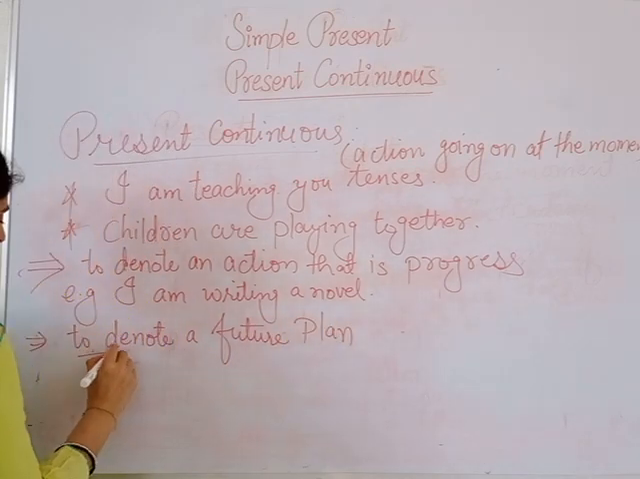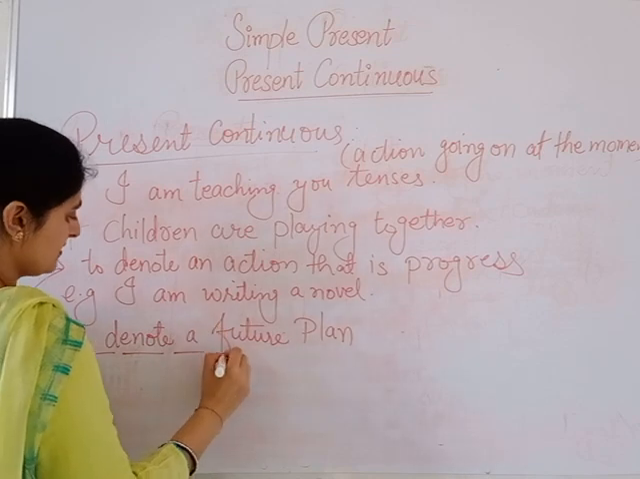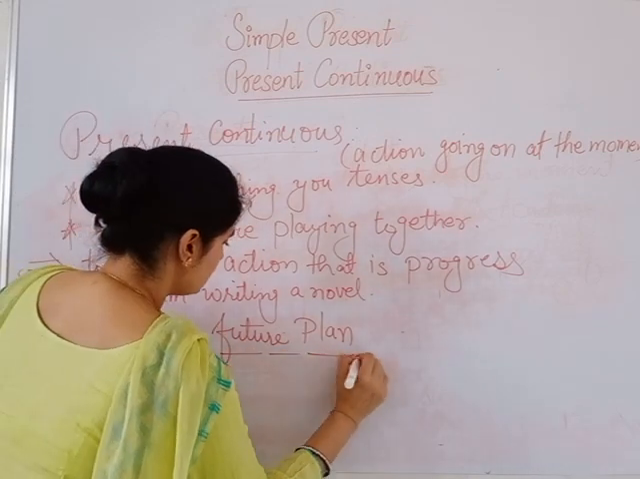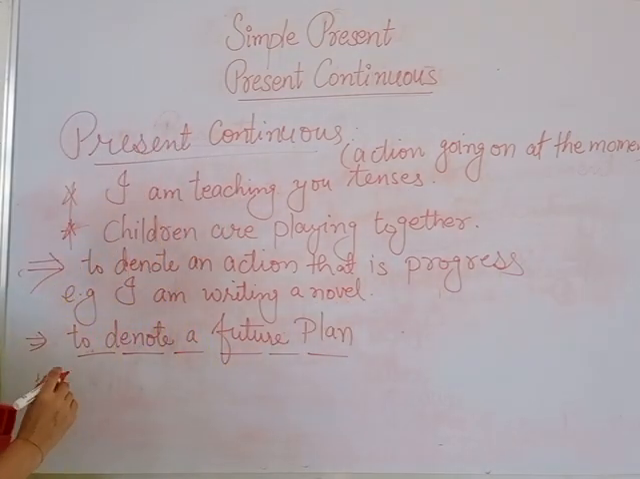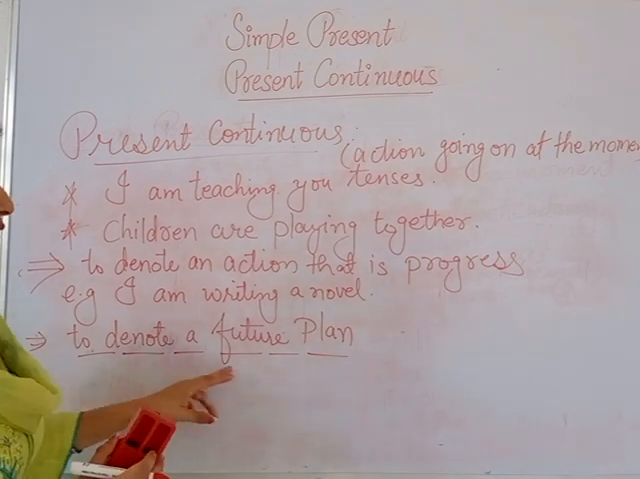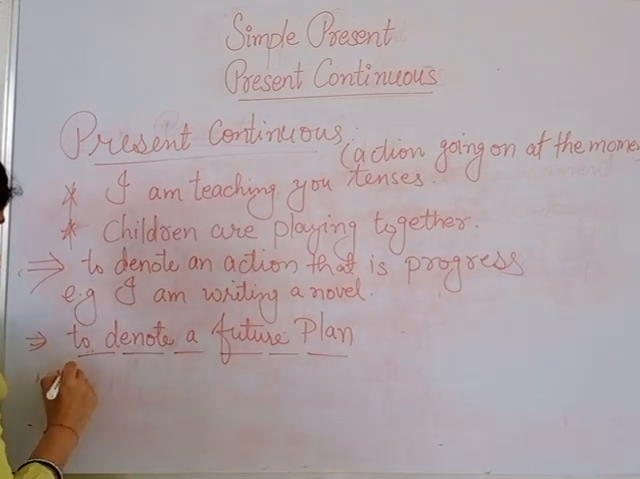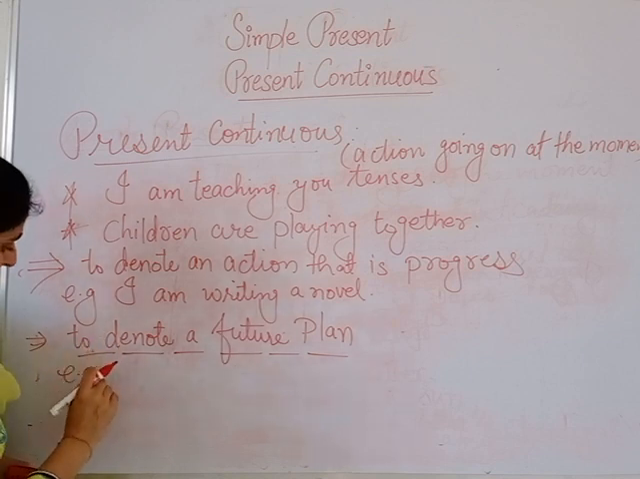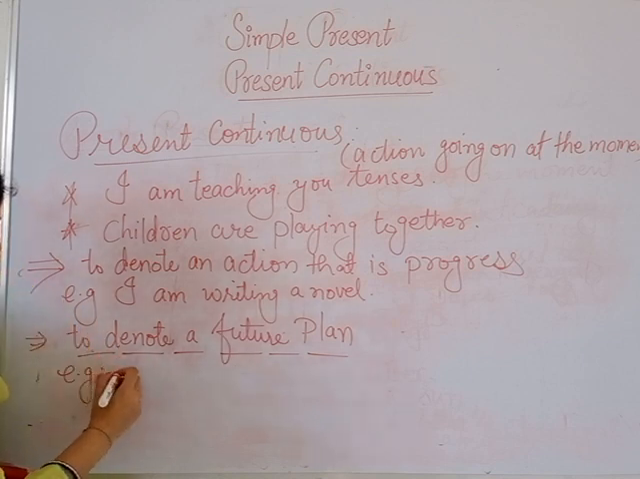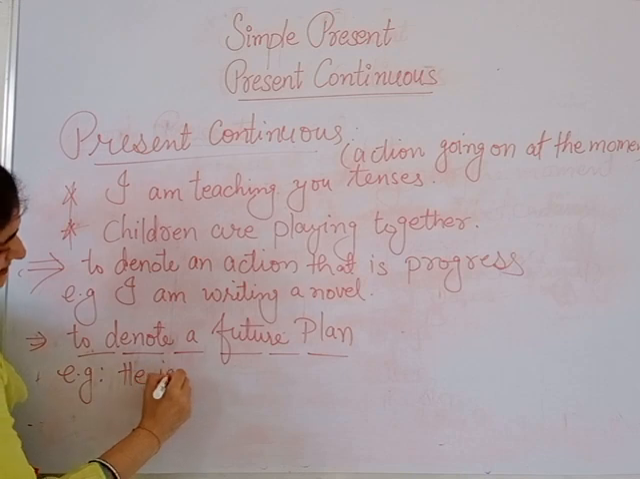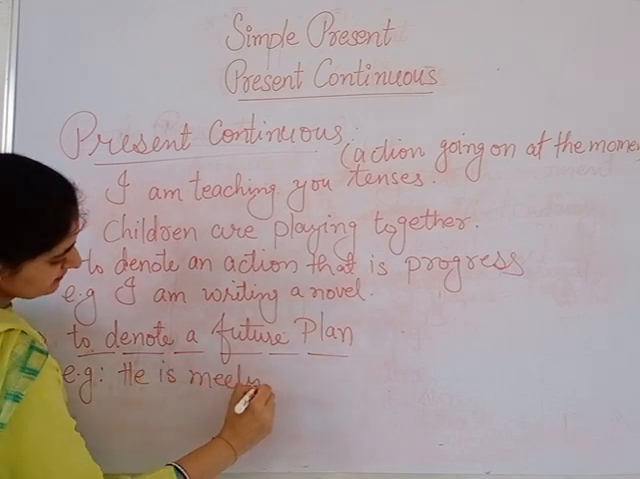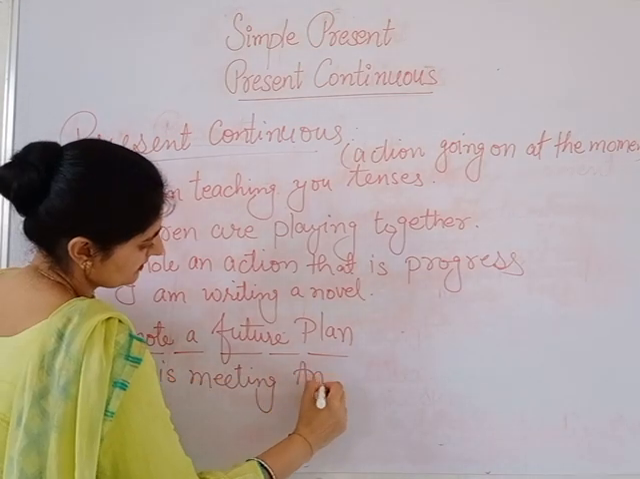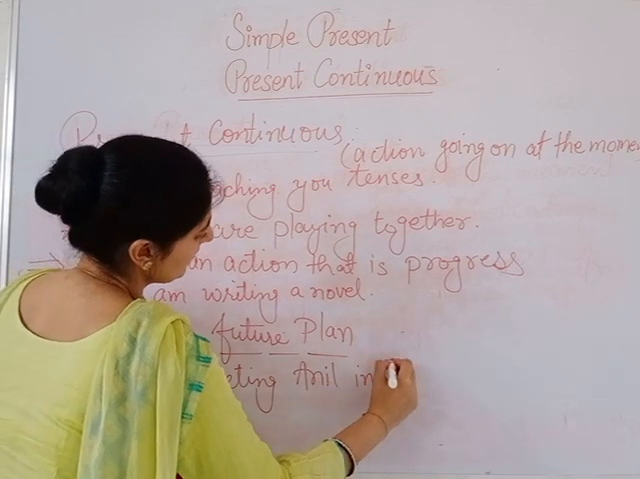So the next use of present continuous tense is to denote a future plan. This use is very important. So what is here? To denote a future plan. First I will give you an example, then I will teach you the reason behind it, the logic. For example, he is meeting Anil in the evening.